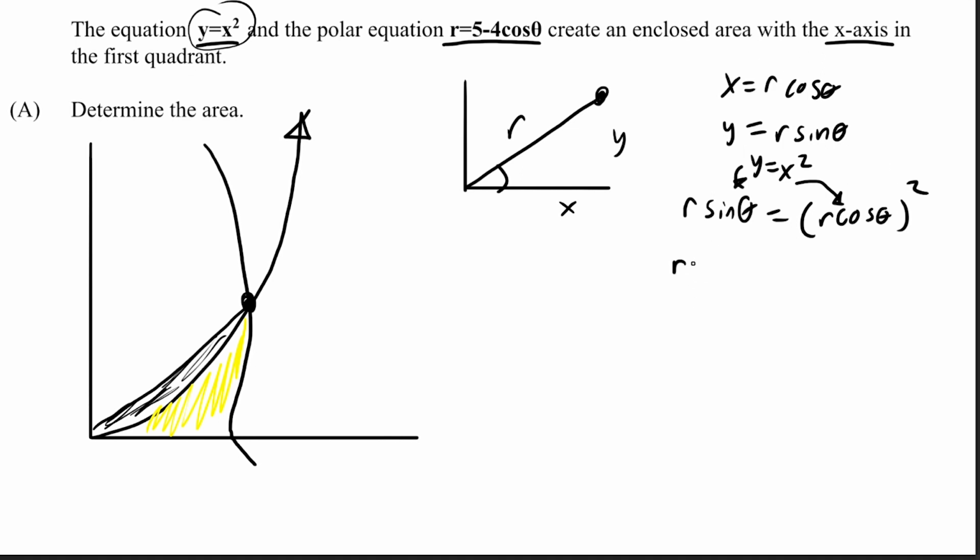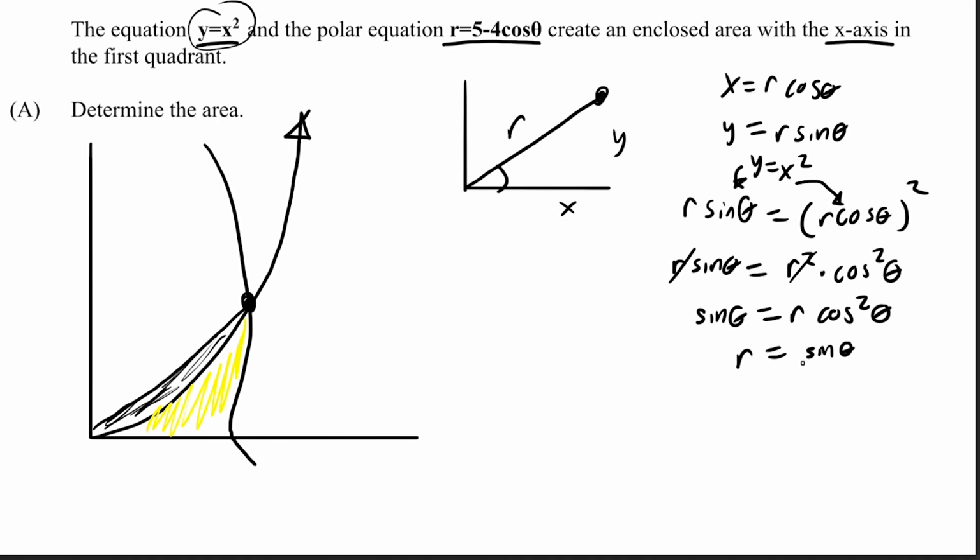And so now we have r sine theta equals r squared times cosine squared theta. And we want to isolate for r. So we can divide both sides by r, and that leaves us with sine theta equals r cosine squared theta. And now isolating for r, we get r equals sine theta over cosine squared theta. And so now we have both y equals x squared and this polar equation both now in polar form.